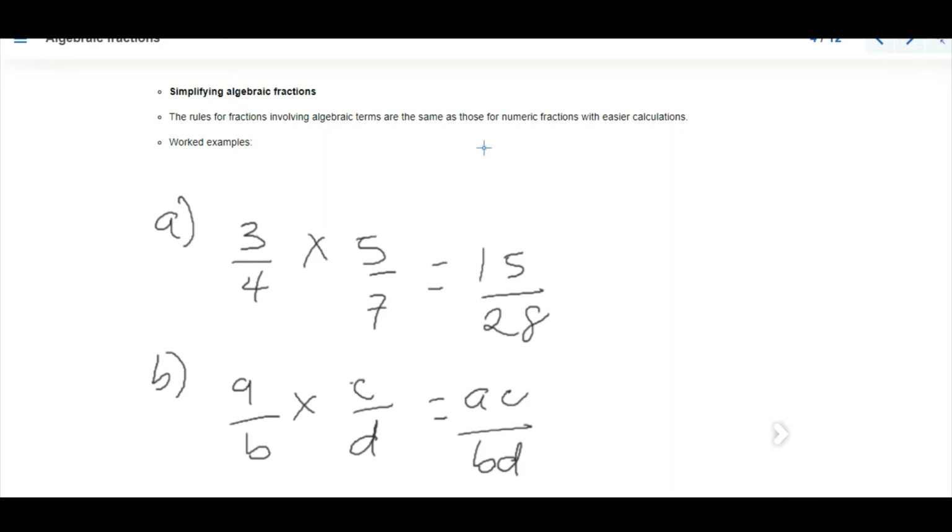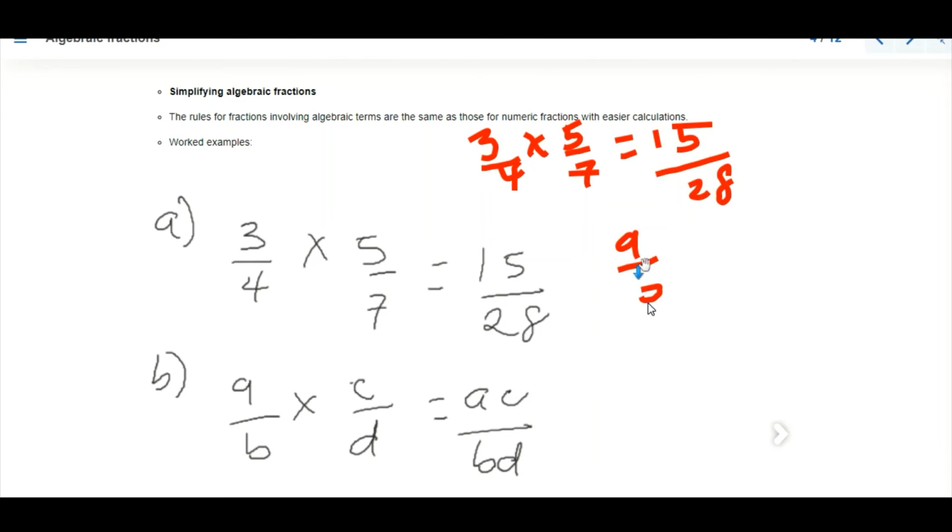Okay, now we have 3 over 4 multiplied by 5 over 7. What is 3 times 5? That's 15. Then 4 times 7 is what? 28. So that gives us the answer to the first one. A over B multiplied by C over D, that's going to be what? A multiplied by C will give us AC, and B multiplied by D will give us BD. So this is the answer to the second expression that we have there.